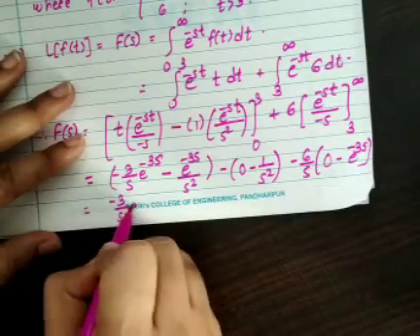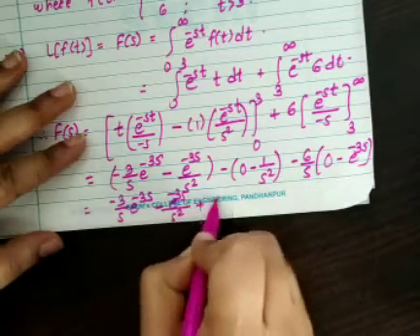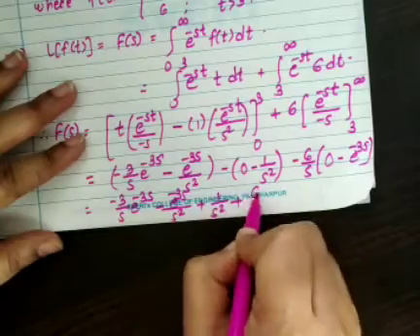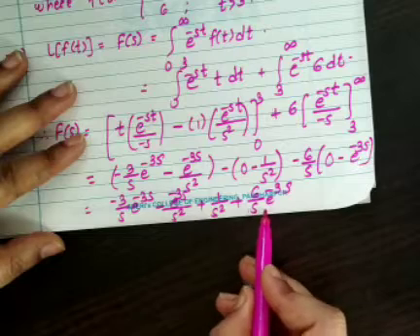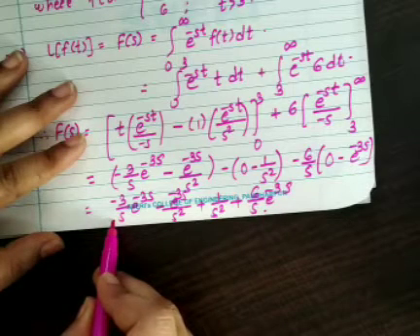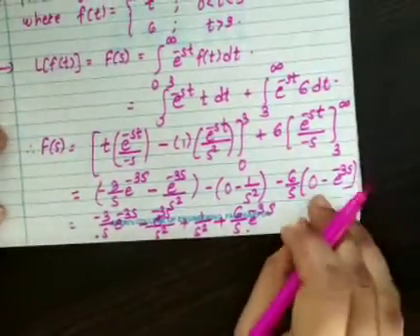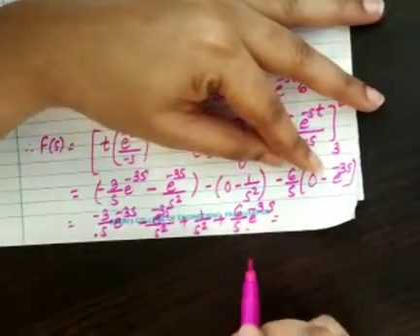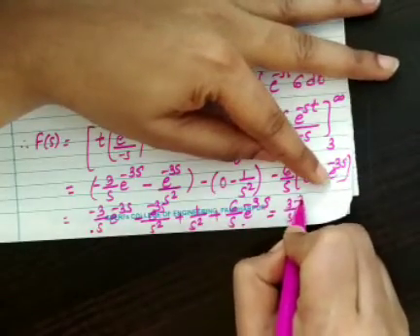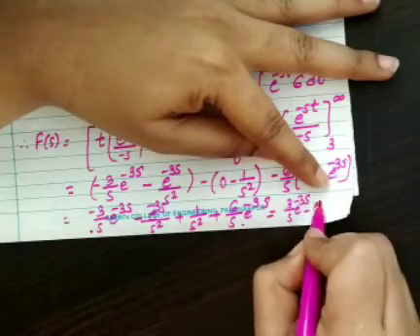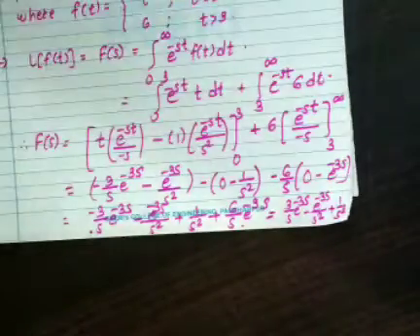That is minus 3 upon s e raised to minus 3s minus e raised to minus 3s upon s square plus 1 upon s square plus 6 upon s e raised to minus 3s. Here it is 6 upon s, here is minus 3 upon s e raised to minus 3s. So if you want to collect it more, it is nothing but 6 minus 3, that is 3 by s e raised to minus 3s minus e raised to minus 3s upon s square plus 1 upon s square. This is F of s.